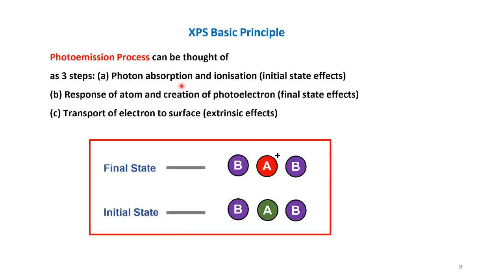Then the photo emission process can be thought of as three steps. First is photo absorption and ionization, the initial state effect. Then we have the response of the atom and creation of the photoelectron, that is the final state effect. Then there is transport of the electron to the surface, that is the intrinsic effect. So we have an initial state where the photon is absorbed and ionized, then creation of a photoelectron at the final state, and in between the transport of the electron to the surface, the intrinsic effect.